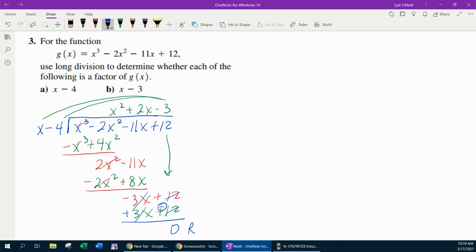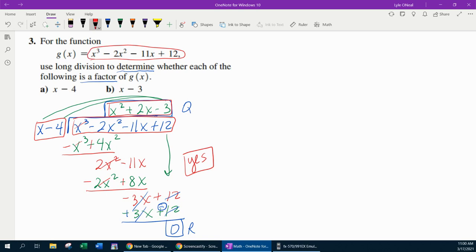So if we were labeling stuff, this is the quotient. Down here, we've got the remainder. And the answer to the actual question, it says use long division to determine whether each of the following is a factor. So this is a yes or no question. Yes, x minus 4 is a factor of this polynomial. But not only that, the quotient is the other factor. So if you were asked to factor this function, you could say, well, it's going to factor as x minus 4 times x squared plus 2x minus 3.